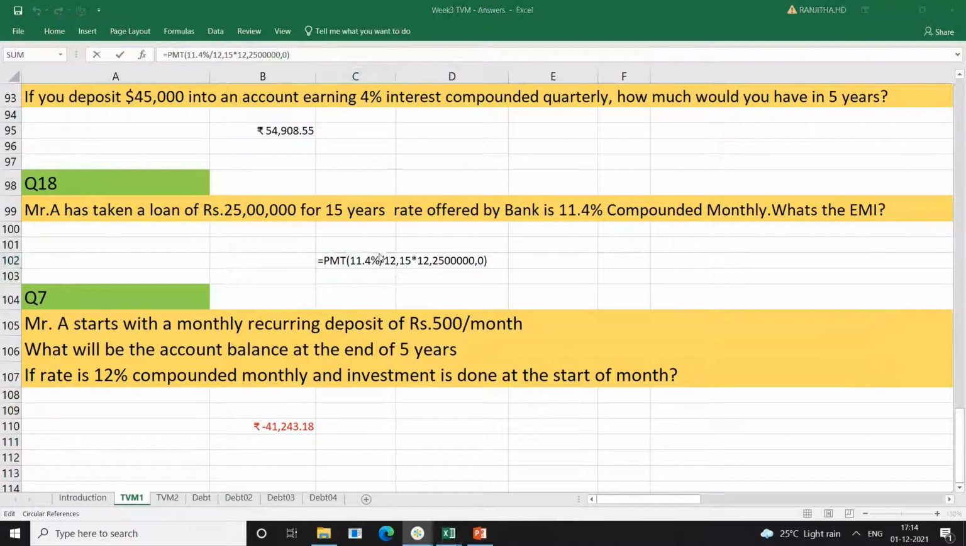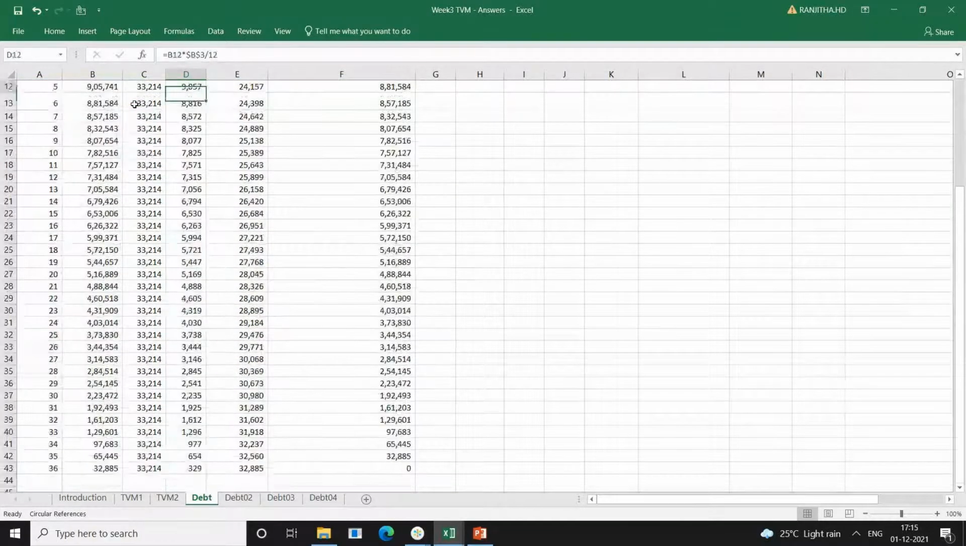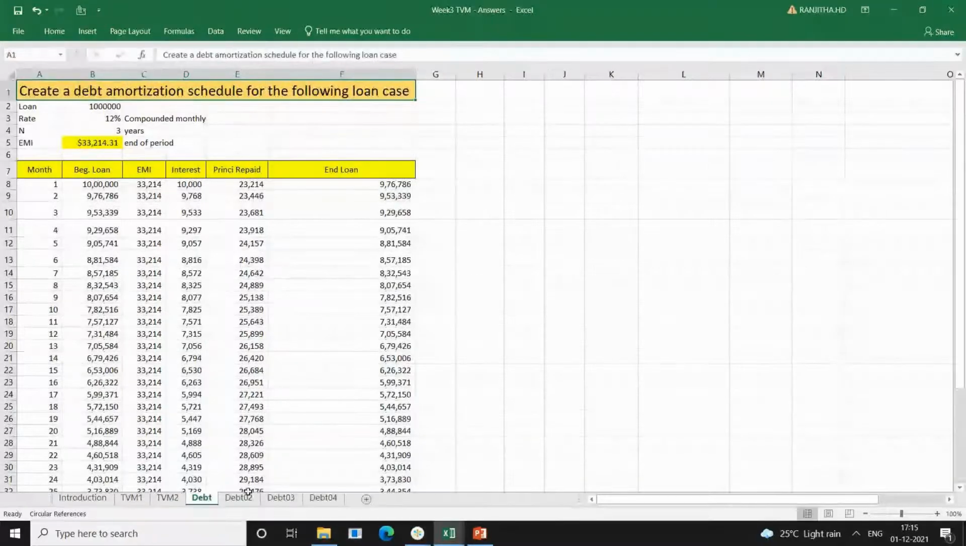So this one you should practice. And for debts, you are going to find out the PMT only. So if they are finding out the amortization, at the end of the period my EMI should be such that my whole loan amount becomes zero. To find that we will be using this debt system.